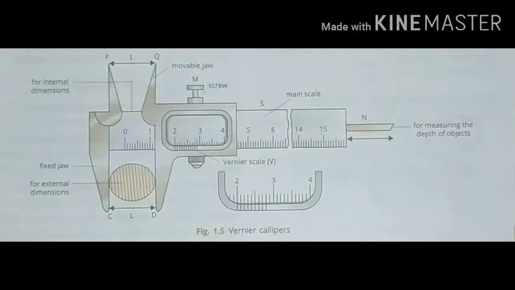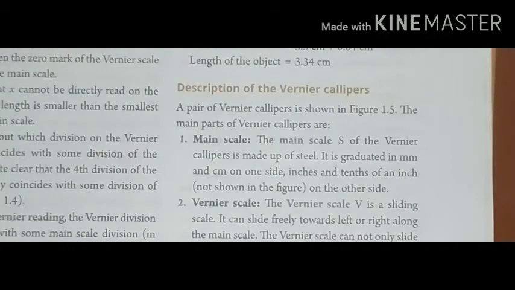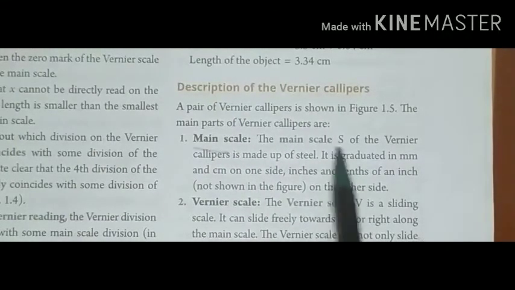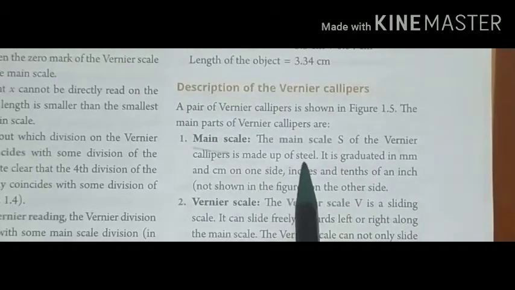And now the parts, the description of the vernier caliper. There are some parts. First, the main scale. The main scale of the vernier caliper is made of steel.